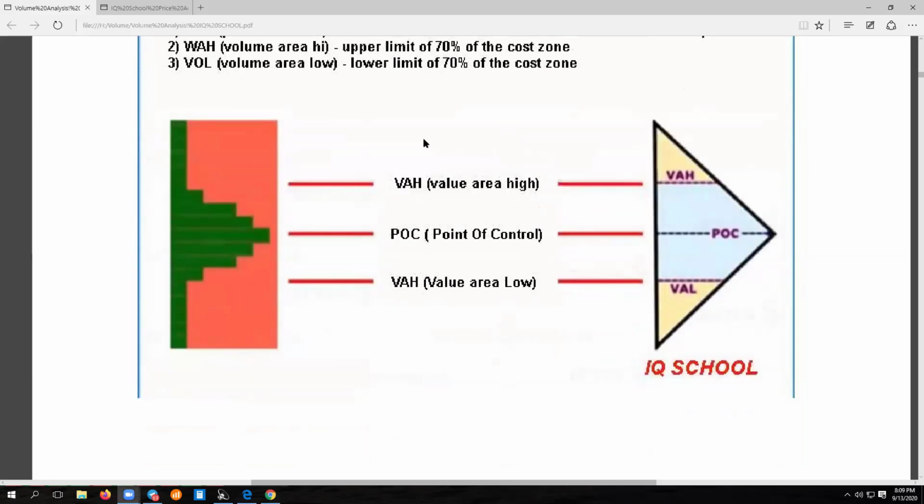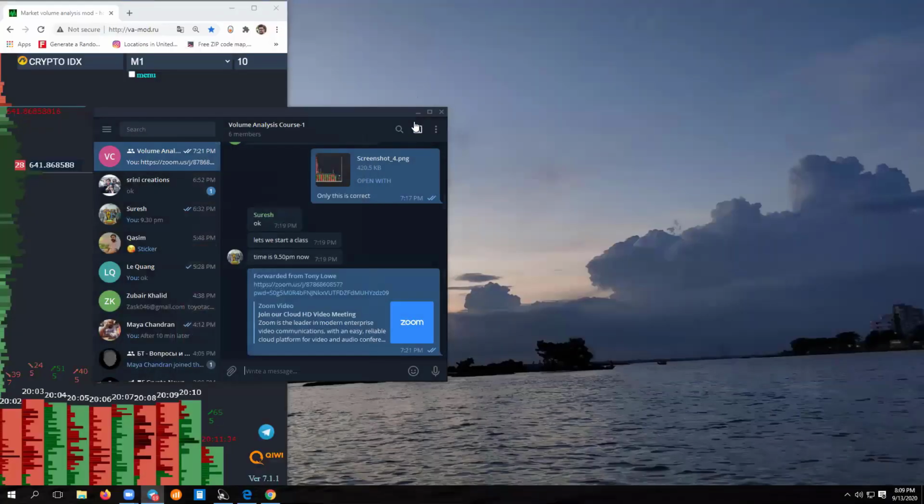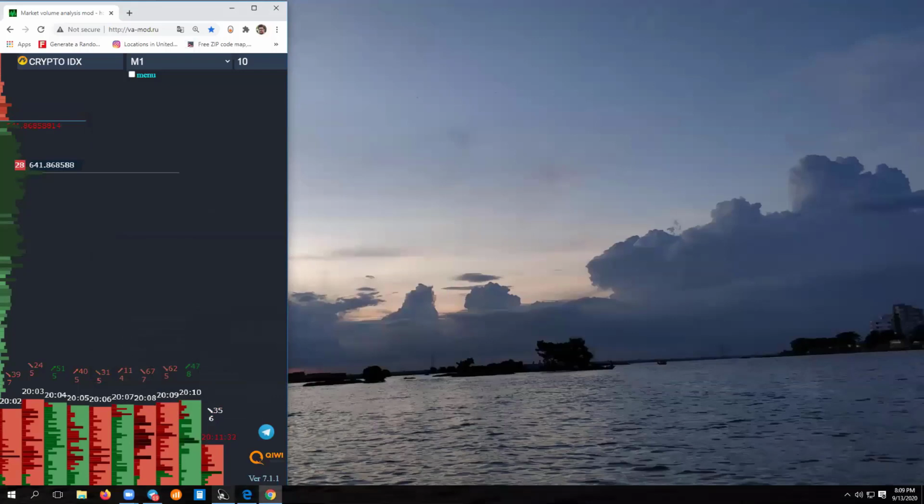Okay, so this is the fourth subject you have to know. It's the B shape. Don't think it's another shape.